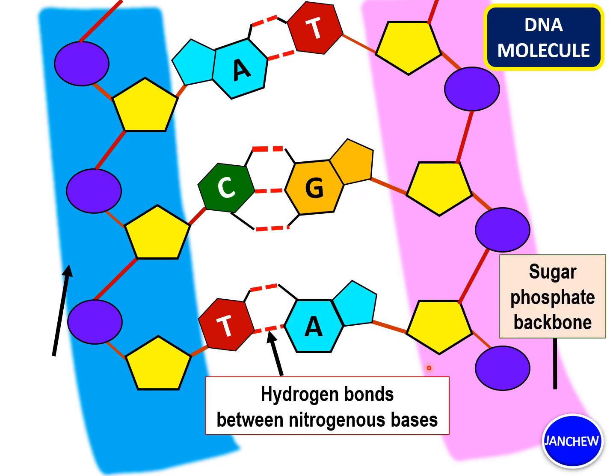So this pink part here is the sugar phosphate backbone, and also the blue part here for the 2 polynucleotide chains. And if you're asked to draw or circle 1 nucleotide molecule, then this is it. Okay, 1 phosphate group, 1 pentose sugar, and 1 base. That makes up the nucleotide.